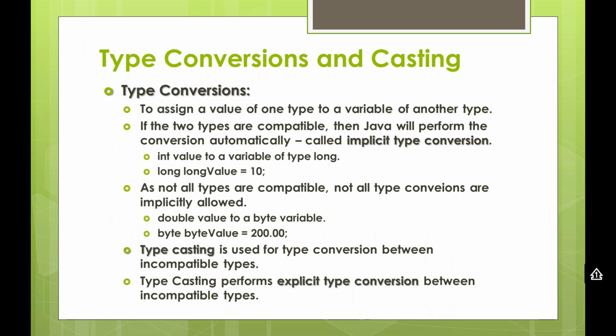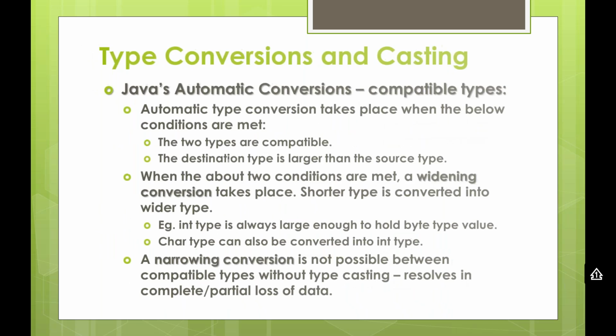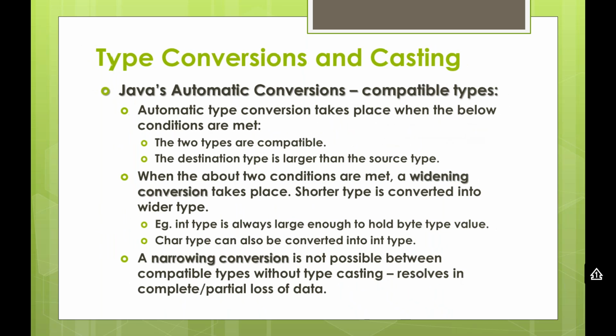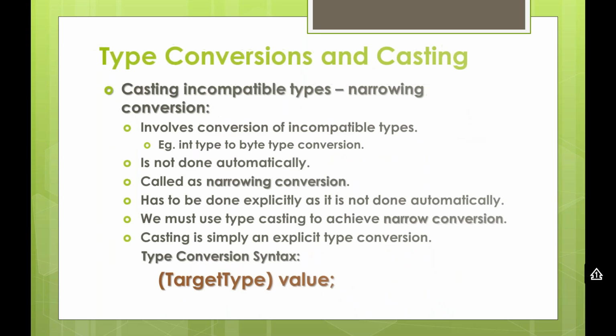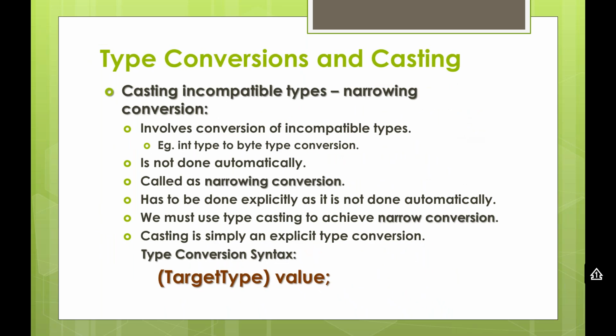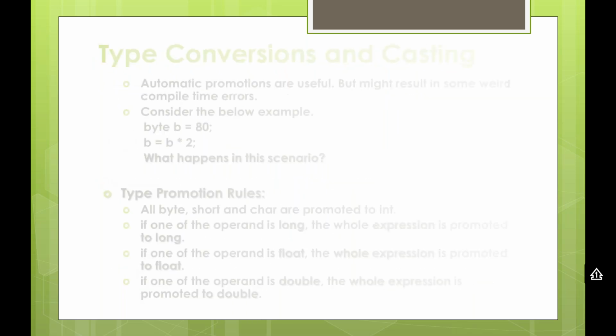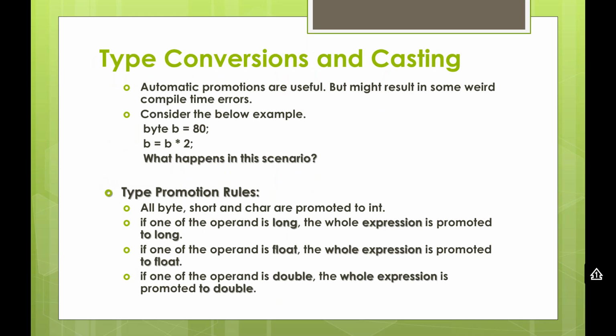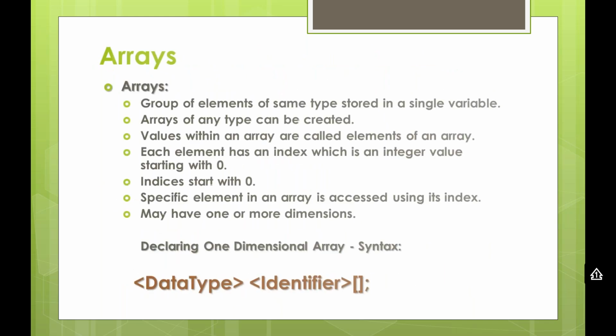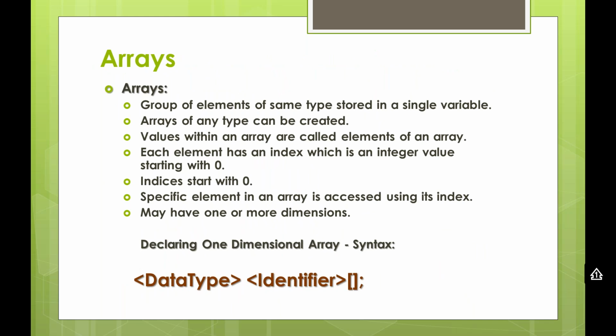In our last class, we saw what are type conversions, what is meant by typecasting, what is Java's automatic conversion, what are compatible and incompatible types, widening and shortening conversion. And then we saw automatic type promotions, rules for automatic type promotions, and some examples, right? What happens when Java tries to automatically promote a variable from one type to another type. So let's start with arrays.